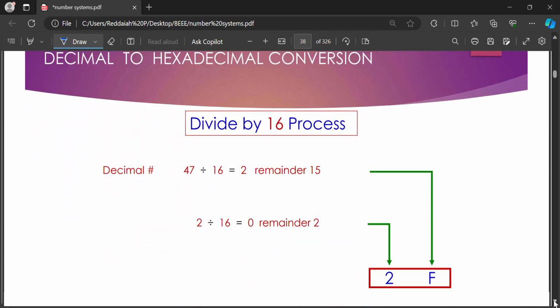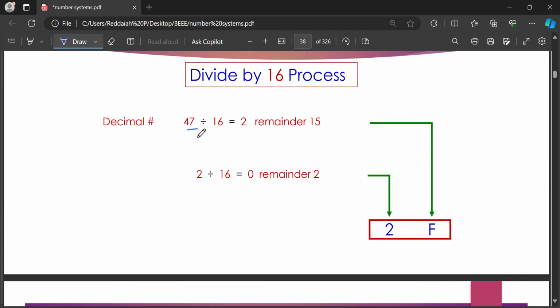Decimal to hexadecimal conversion. Suppose the decimal number 47, to convert into hexadecimal, we have to divide by 16, because the hexadecimal radix is 16. A decimal number, whose radix is 10, can be converted by successively dividing by 16, similar to binary. 47 divided by 16 leaves remainder 15. Again, we divide the quotient by 16, and the remainder will be 15. This 15 is similar to F.